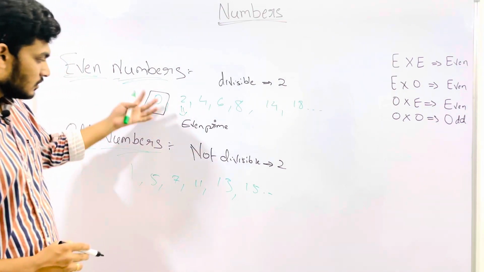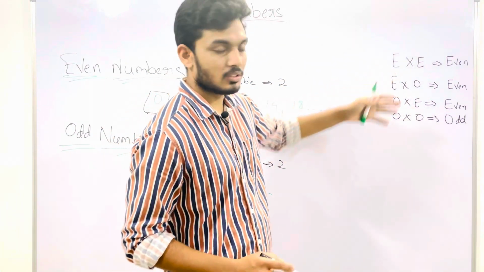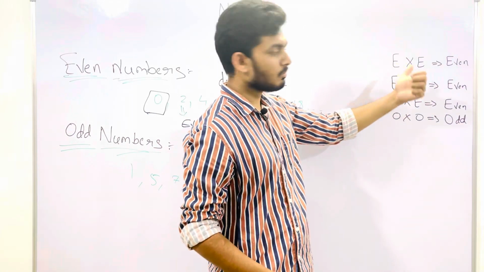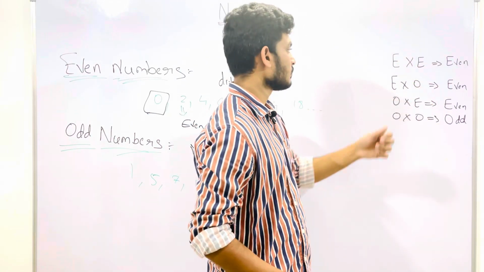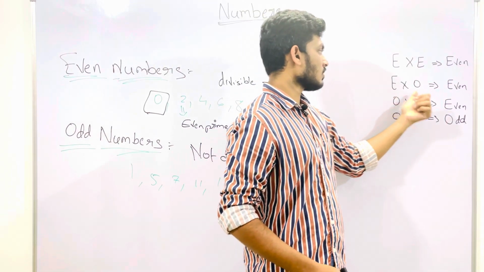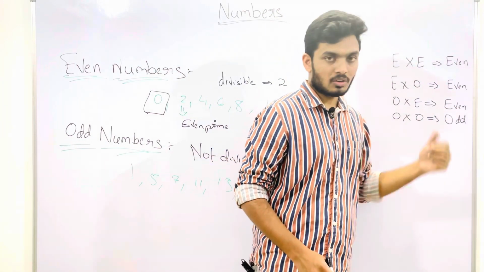With these two concepts, I am going to give some extra information on the product. Let's say E is an even number and O is an odd number. The product of even and even is always even, even and odd is always even, odd and even is always even, whereas odd and odd is odd.